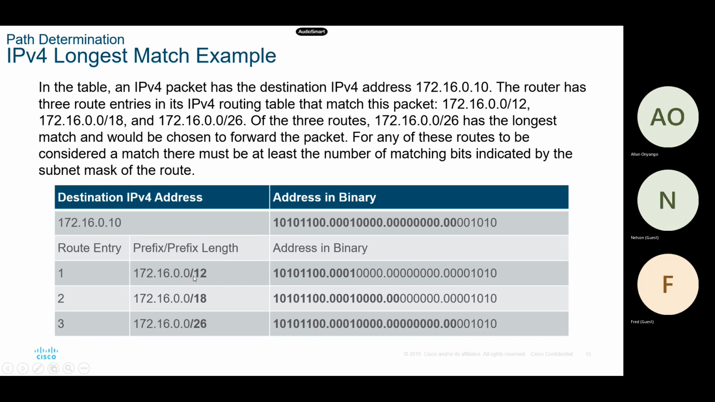For example, looking at the table we have here, you can see that we have three network addresses with their subnet masks. So we have 172.16.0.0/12, 172.16.0.0/18, and 172.16.0.0/26. The destination IP address of the packet, the packet actually is going to a network 172.16.0.10. That is the destination IP.